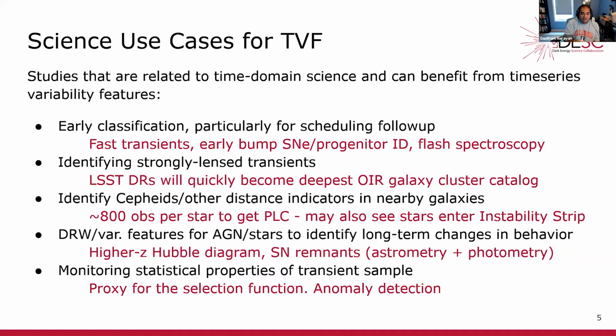You might also be interested in long-term changes in behavior to identify things like supernova remnants a few years after the explosion has faded. Maybe you can find a star that has high proper motion or unusual photometry as a result of being exposed to the supernova explosion. And we're also interested in monitoring statistical properties of not just individual alerts, but the entire sample. And this is a useful proxy for the selection function as a whole, or to do things like anomaly detection. This set of science cases informs what kind of features you want.